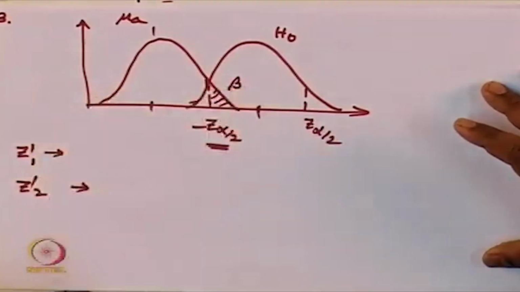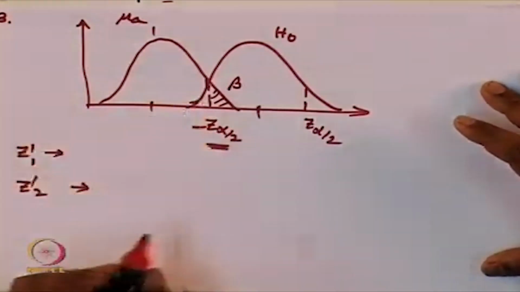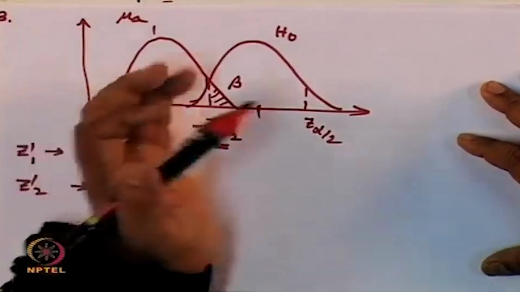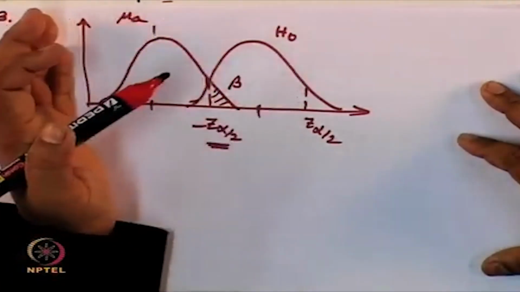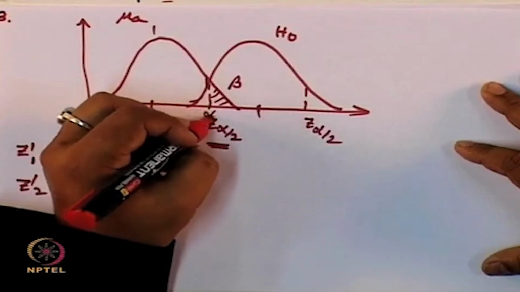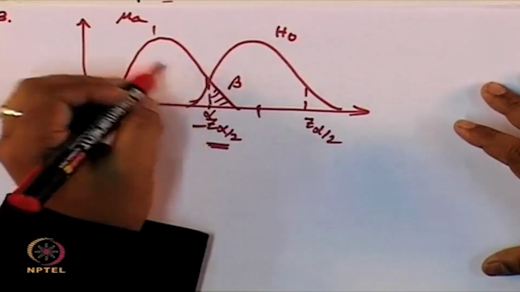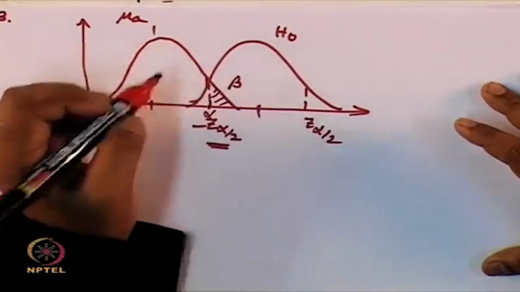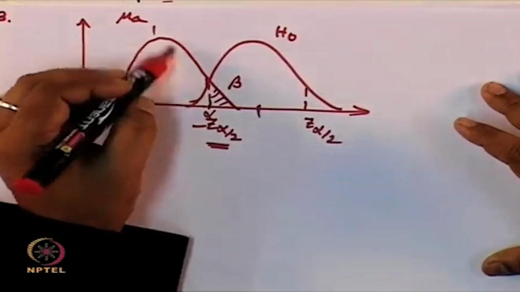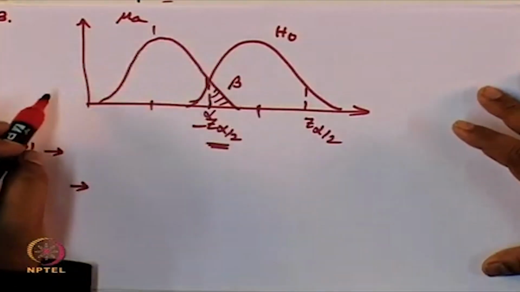What you can clearly see from the way we have drawn this is that if this curve shifts to the left, then your beta decreases. For the same value of alpha, your beta decreases if this curve shifts to the left. How will this curve shift to the left? If you increase your sample size, which means that the deviation of this population keeps on decreasing.